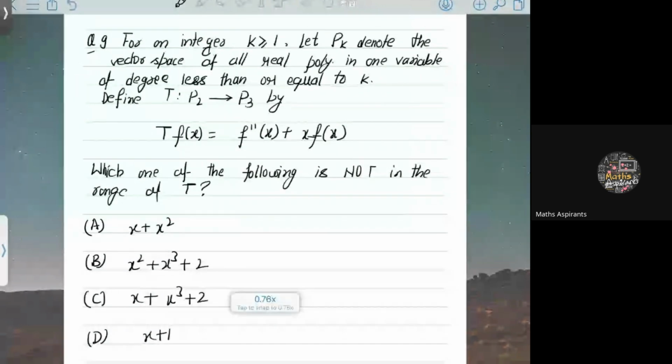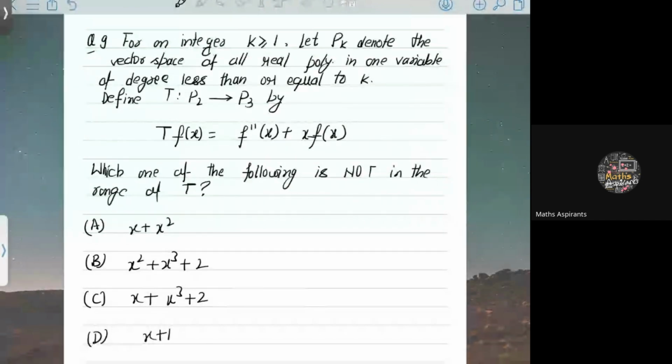Okay, let us start. The first question, I think, was from MCQ. For an integer k greater than or equal to 1, let P_k denote the vector space of all real polynomials in one variable of degree less than or equal to k. Now a linear operator T from P2 to P3 is given by f(x) goes to the double derivative of f plus x times f(x). The question asks which of the following is not in the range of T.